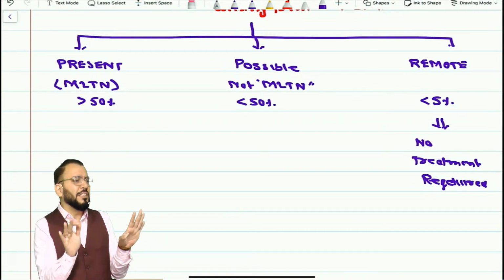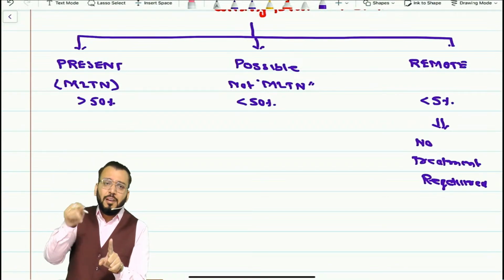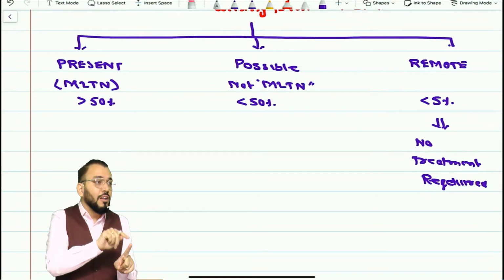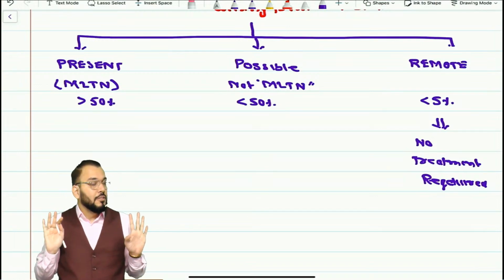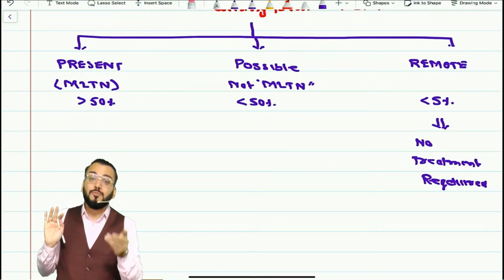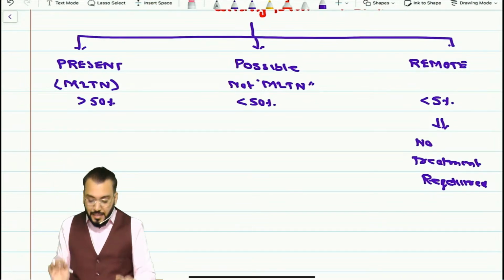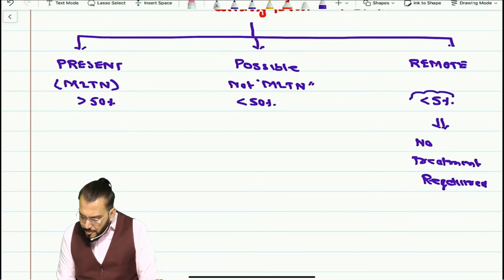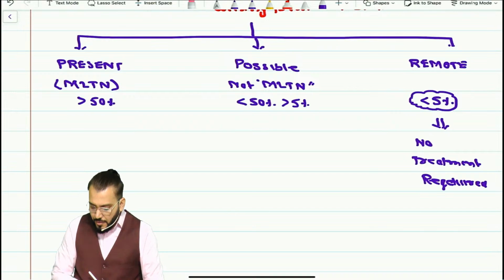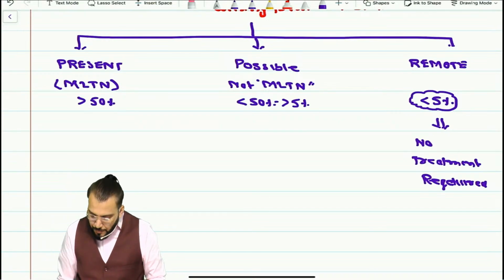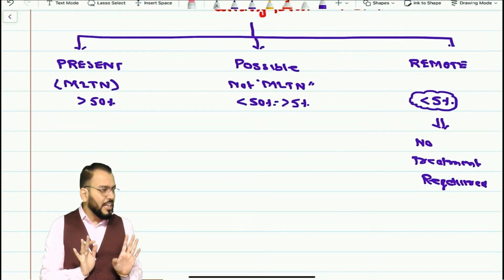Now, sir, how will we understand whether it is more or less? It is a matter of judgment. Who will take the judgment, CA or management? Management. All judgments are taken by management, not by CA. CA will only do the audit. They may ask for evidence for the judgment, but the judgment is of management. They will decide. So remote is less than 5%, and here it becomes less than 50% and more than 5%. We can say it in this way.